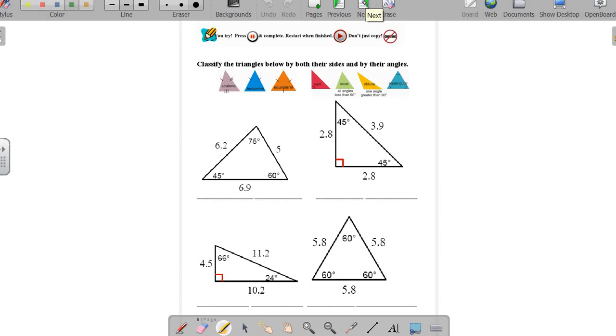I'd like you to follow the same process. Classify the triangles both by their sides, which would be scalene, isosceles, or equilateral, and by their angles. Pause the video. Do this on your own.